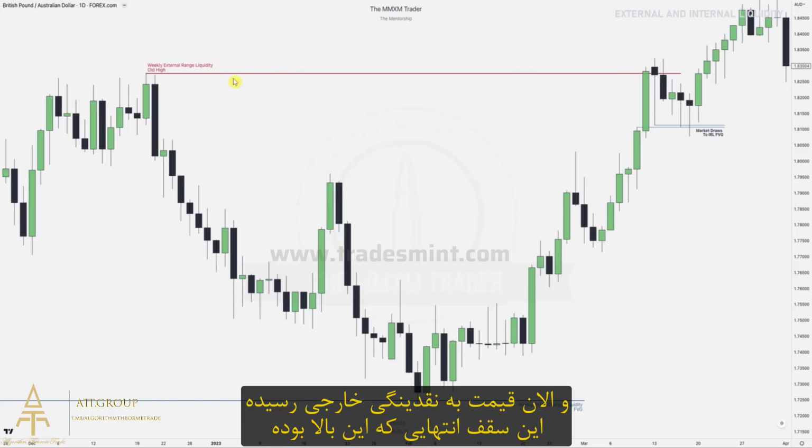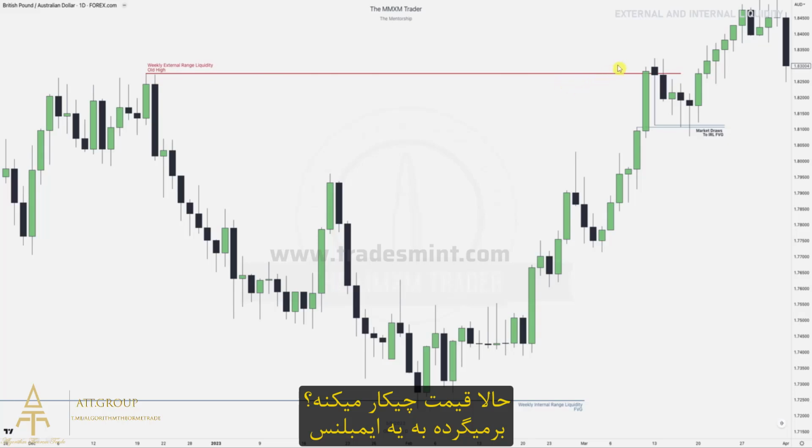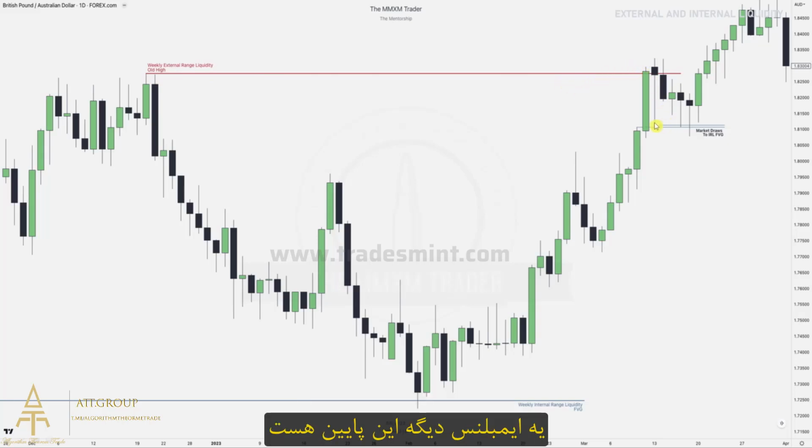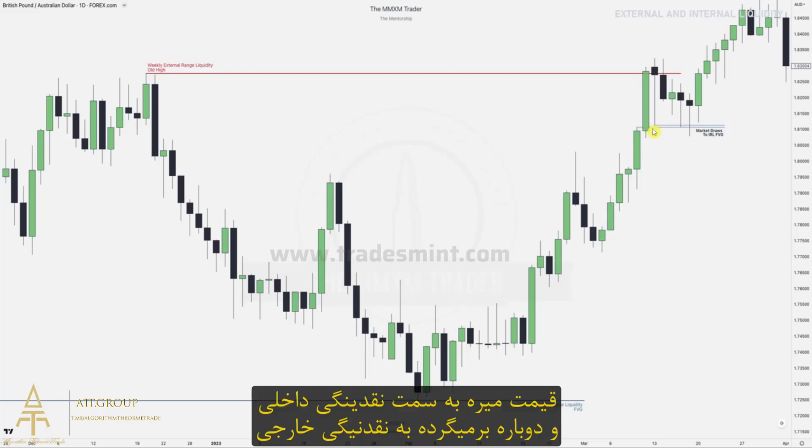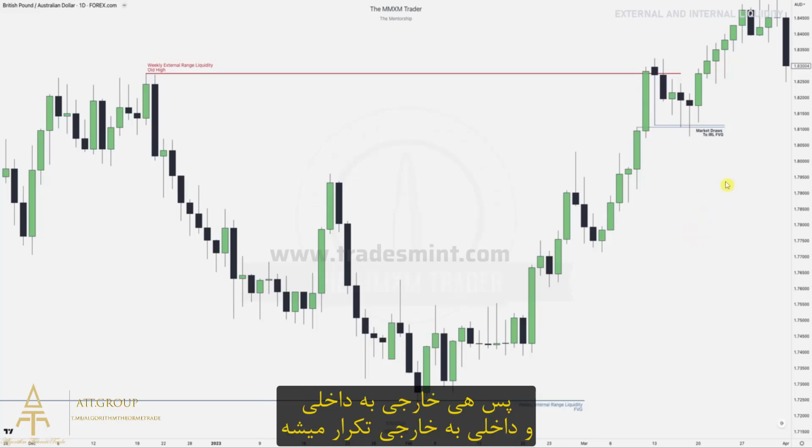Right? Now we've hit that external, that extreme high up here. What do we want to do? We want to go back into an imbalance again, right? There's another imbalance down here in the fair value gap, and it keeps on going into internal and then draws back into external. So literally it's external to external on repeat.